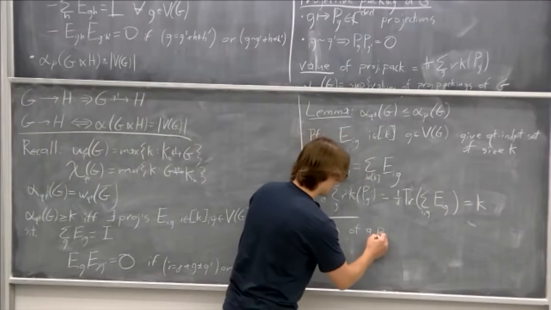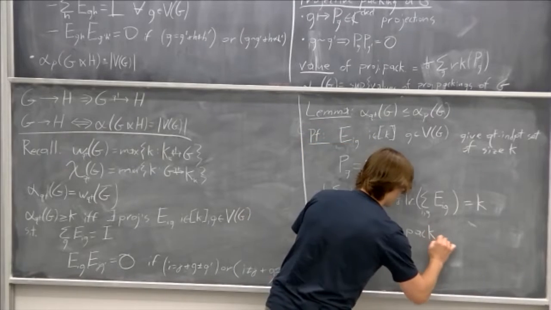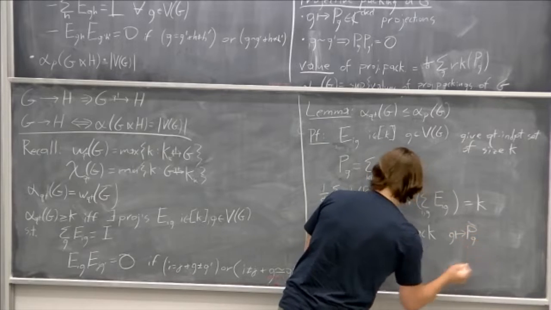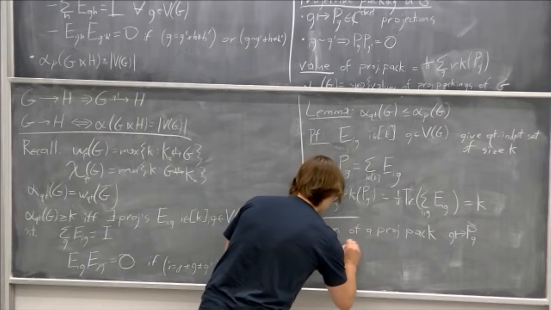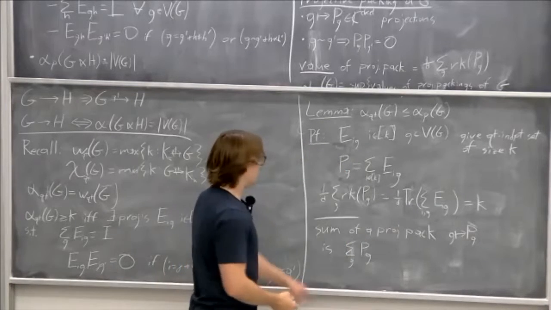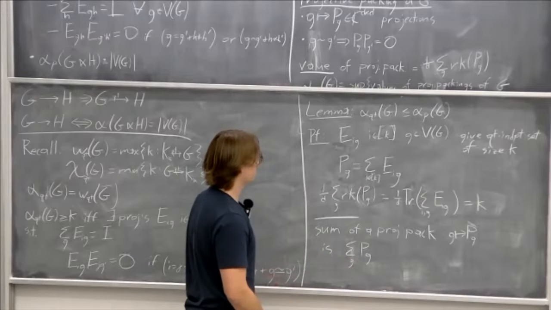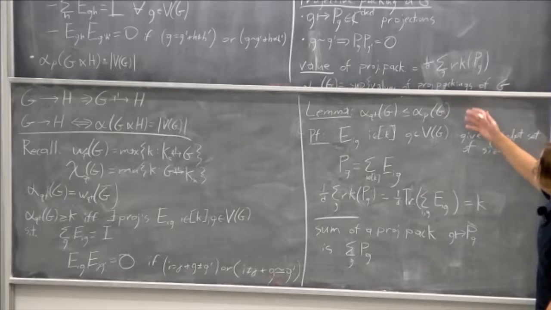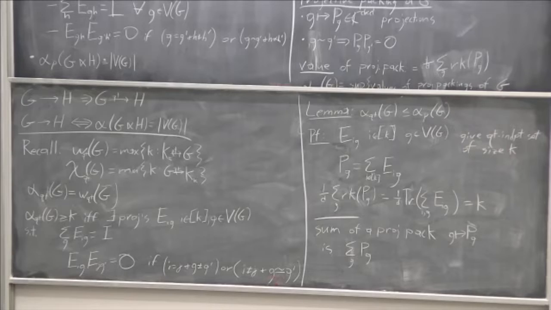All right. So I will define the sum of a projective packing. If I have a projective packing that maps G to P_G, this is just the sum of all these projections. So this is just by definition what I mean by the sum of a projective packing. And the reason I want to define that is because now I can prove a lemma. We've actually already proved that alpha qt is less than or equal to alpha p, but we'll now prove it in a different way. And the proof will be slightly more general, so we'll get a little bit extra stuff.